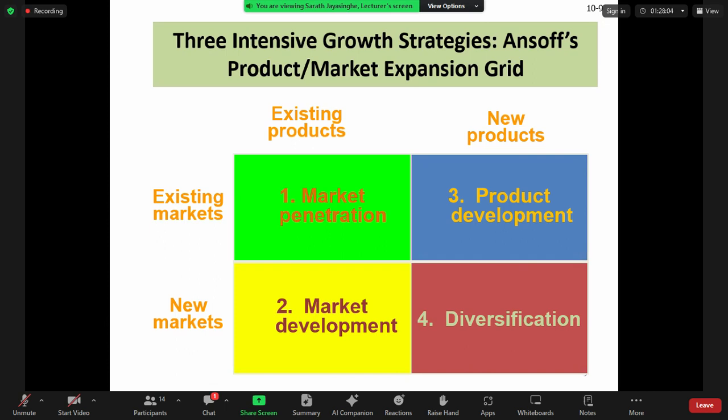Product development is a process of creating new products or improving existing ones to meet customer needs and market demand.